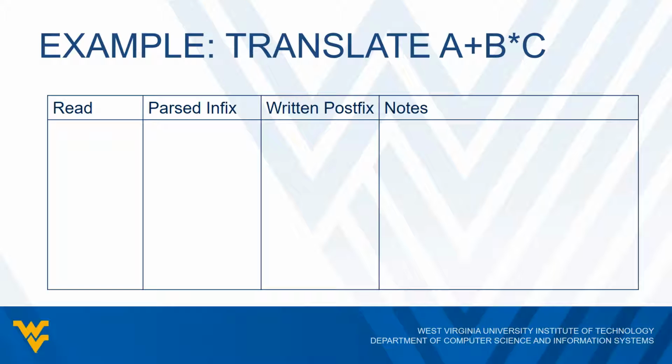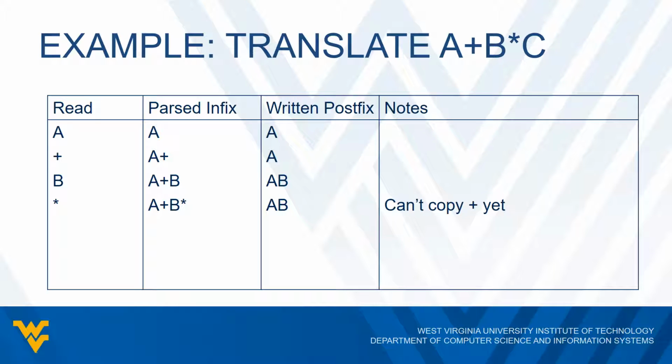Let's do another example where we're going to translate A plus B times C into postfix notation. We'll first read the A, nothing special here. We'll then read the plus sign, so we don't add that to the postfix just yet. We only have the A so far. We'll then read the B, so we'll write the B to our postfix string. Now remember, even though we had A plus B, we can't evaluate just yet. We have to see what the next symbol is.